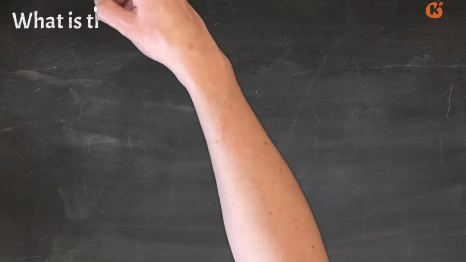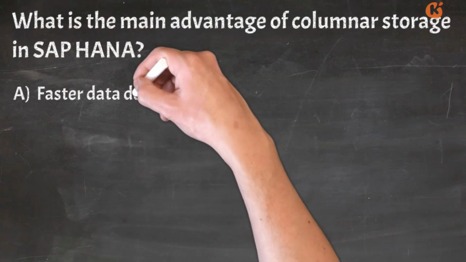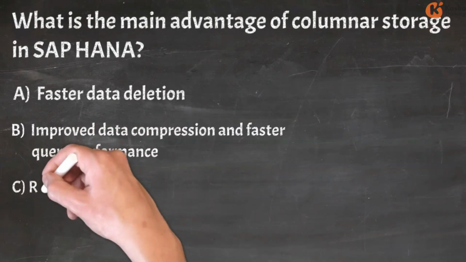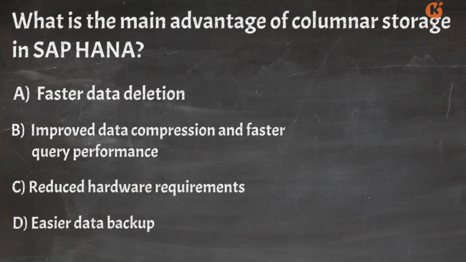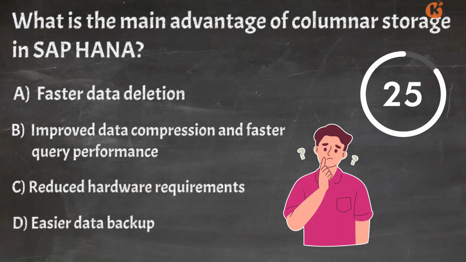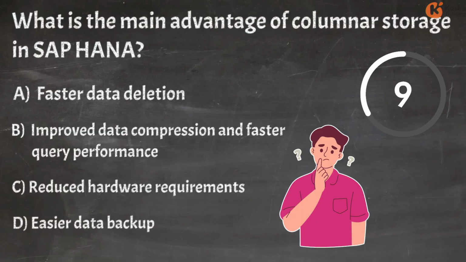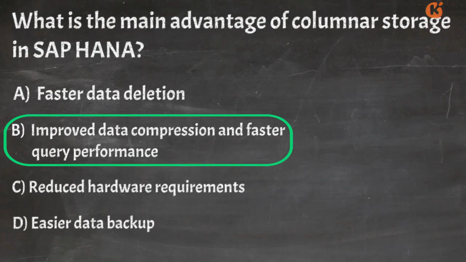Question 2. What is the main advantage of columnar storage in SAP HANA? A. Faster data deletion. B. Improved data compression and faster query performance. C. Reduced hardware requirements. D. Easier data backup. Correct answer B. Improved data compression and faster query performance.